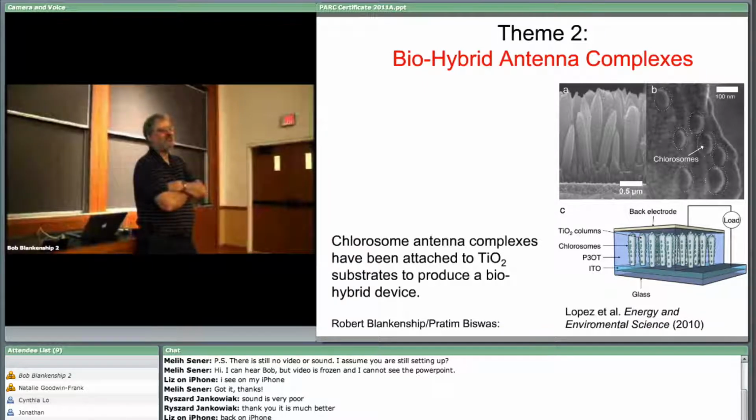The chlorosomes are actually pretty easy. Some of the other complexes are a lot trickier in terms of biochemistry. But that's something that my group and Hamadri's group have done for years and years, work on purifying these complexes using techniques of biochemistry.